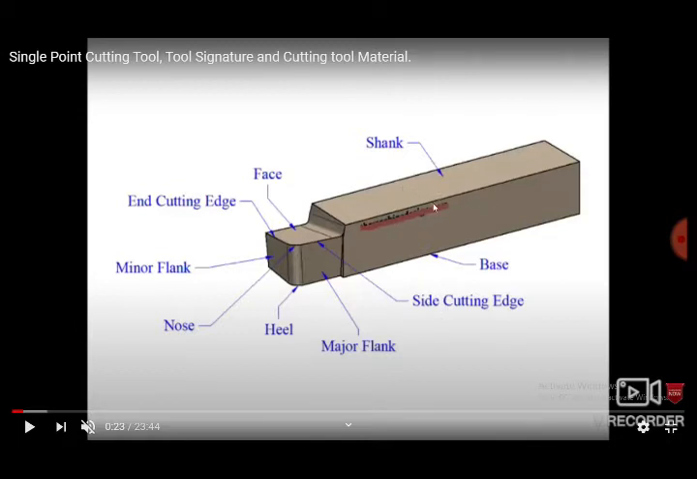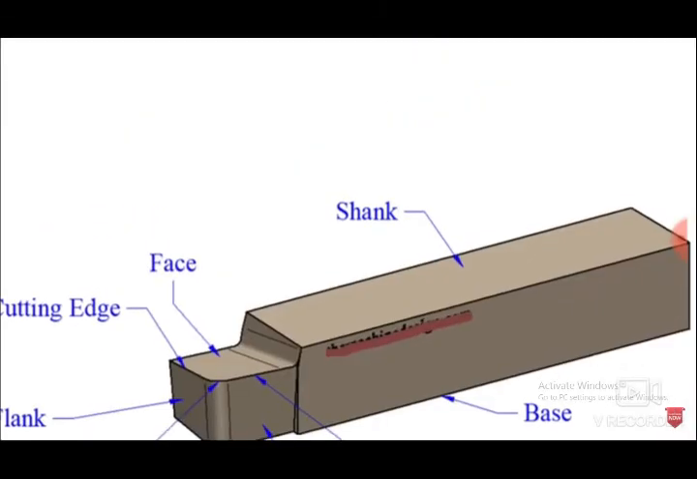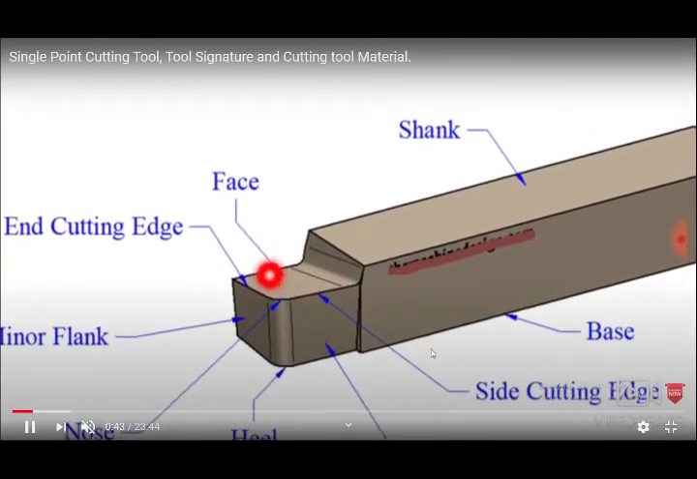This is the shank and face, and this is the base, side cutting edge angle and end cutting edge, major flank and nose, heel and major flank. In this figure almost seven elements are there. Seven elements are there here also, so it shows the different parts. What is the base, what is the shank and what is the face, you can easily understand that, and that's why I will show you repeatedly.